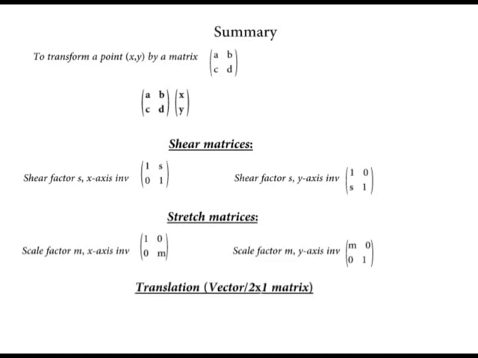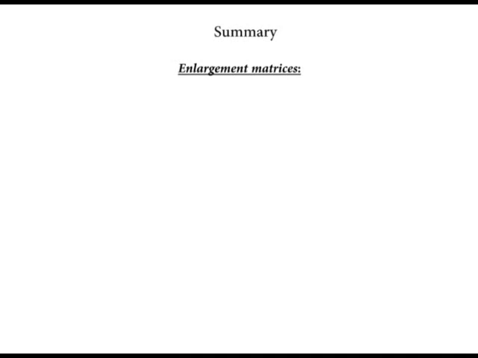Translations are represented by a vector, or you can see it as a 2 by 1 matrix. To translate a point (x, y) with vector (a, b), you simply add the two: (x, y) plus (a, b). The general enlargement matrix is K, 0, 0, K, where K is the scale factor or the linear scale factor and K squared the area scale factor. Notice that K squared is the determinant of the matrix.